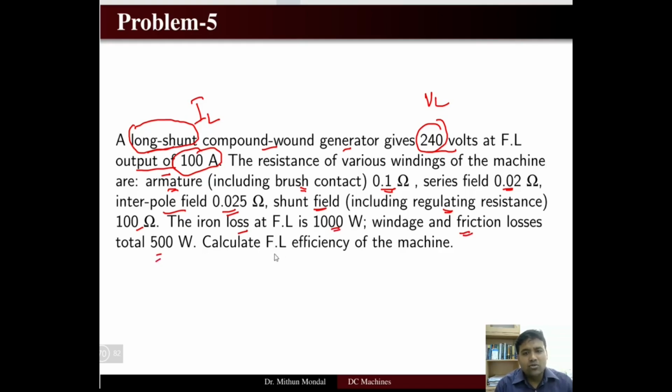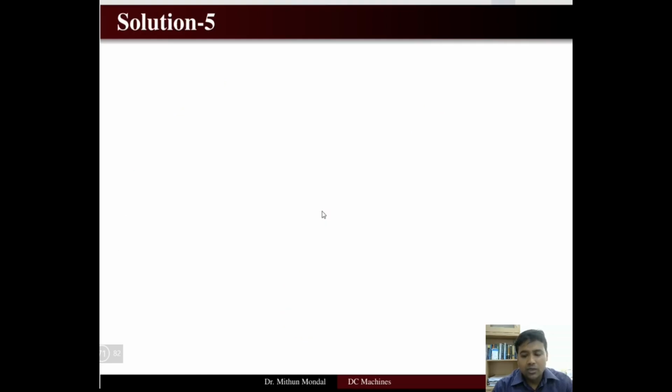Then you have to calculate the full load efficiency of the machine. So what is the full load efficiency of the machine? Machine is a long shunt compound generator. So all data are given, the load voltage, load current and different resistances of the armature, series and the shunt. The brush contact drop and everything are included in the armature, and the iron loss information is given and stray losses information is given to you. So let us see the solution.